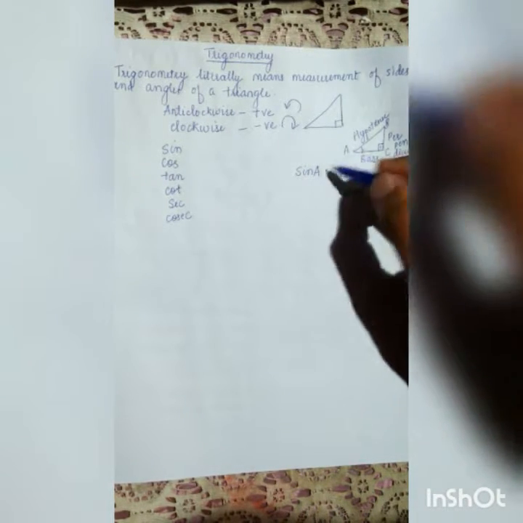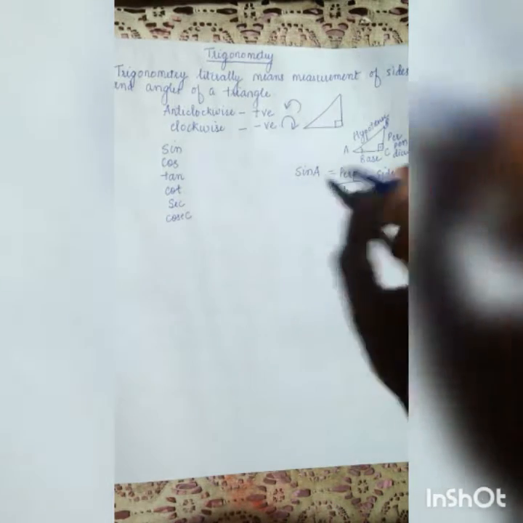Or for easy remembrance, we can say that sine A is given by side opposite to A divided by hypotenuse. We can see that the perpendicular is the side which is opposite to angle A. So sine A can also be told as side opposite to angle A divided by hypotenuse. So this is sine A.